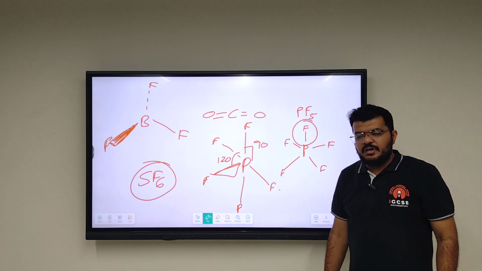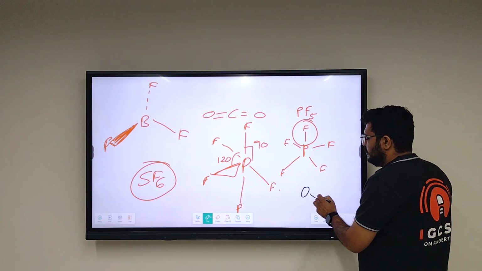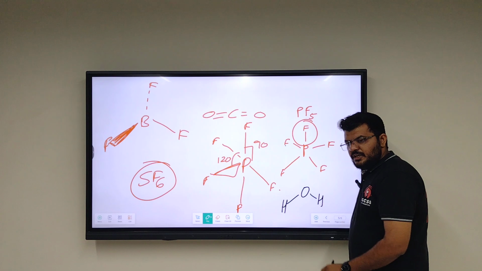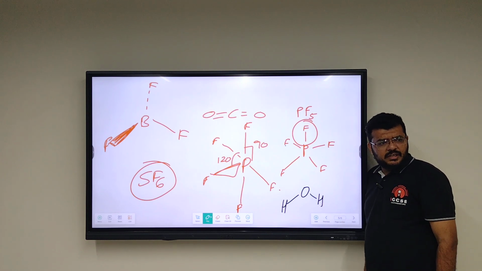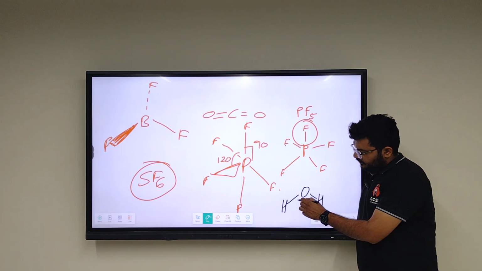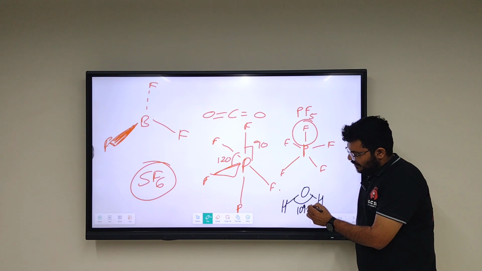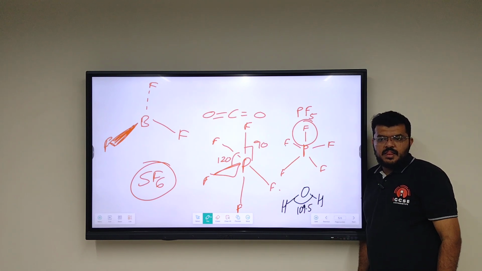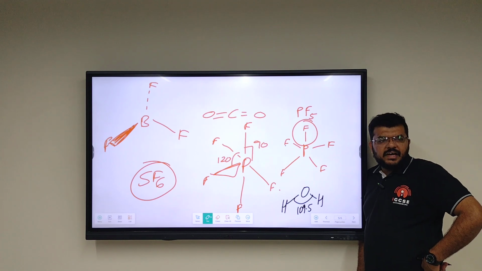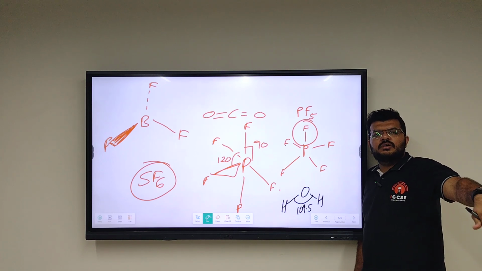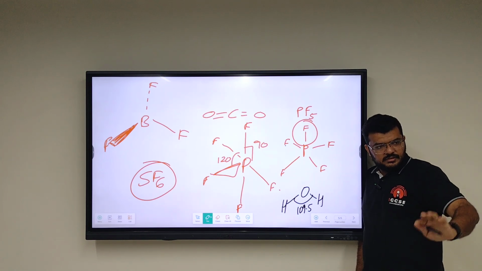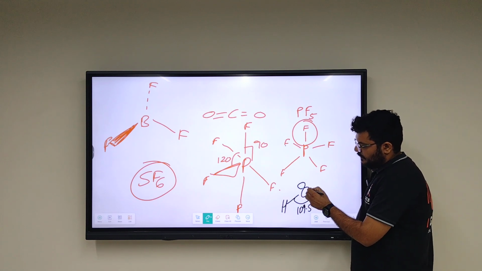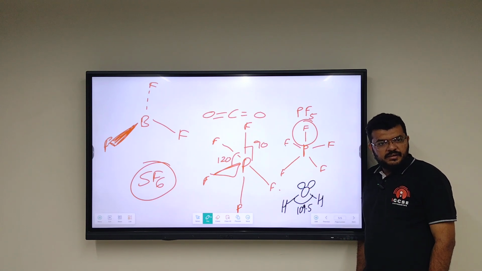Then we should have one more shape, water. What is this shape? You also have to remember the angle, how much is it? 109? 107? No, 107 was NH3. It is 104.5. Why should it be 104 and not 109?